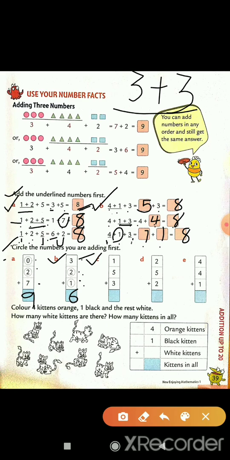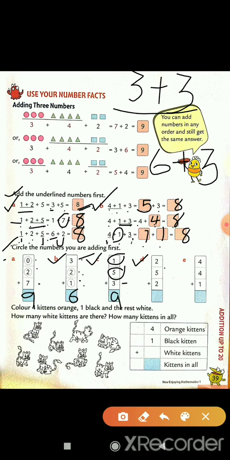1, 5 and 3. You can add any two numbers first, but you have to circle those numbers. Let us circle 1 and 5. 1 plus 5 is equals to 6. Now 3 is remaining, so 6 plus 3 is equals to 9. So your answer is 9. Got it, students? D. 2, 5 and 2.